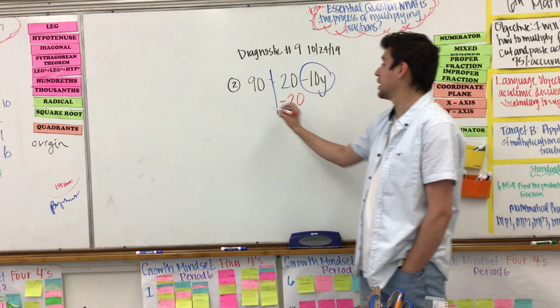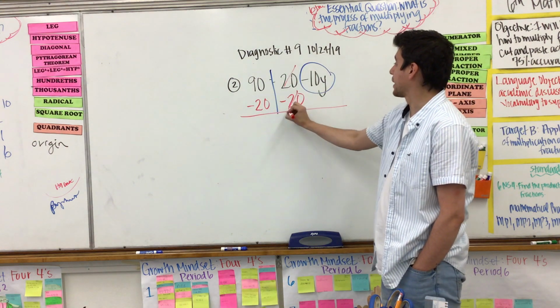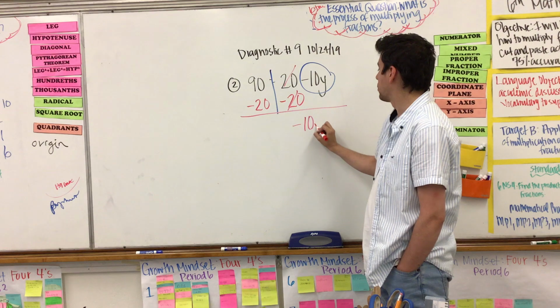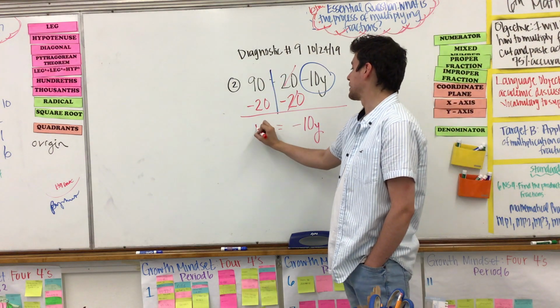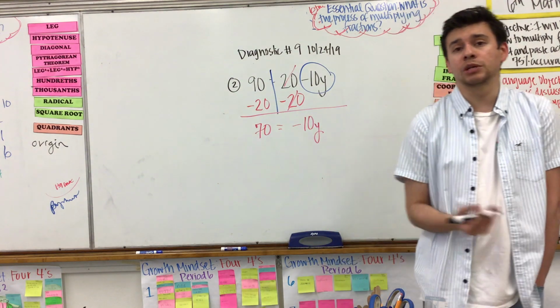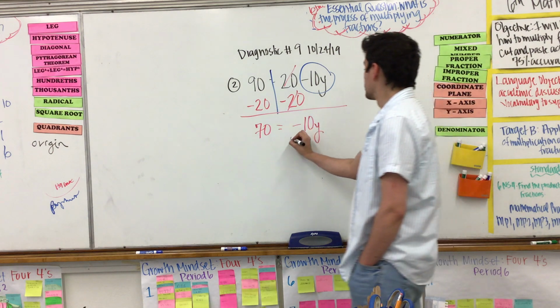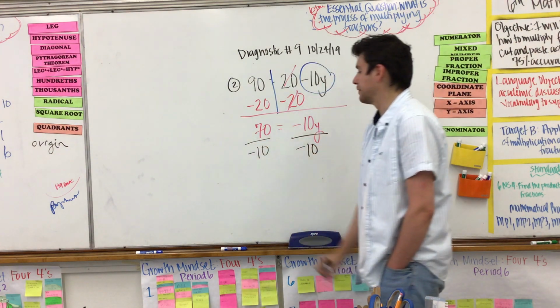If you do it to one side, you also have to do it to the other. Okay? That and that cancels out. So the minus 10y comes down. Don't forget it's minus 10y. And I know that's 70. I'm almost done. The last step of an equation will always have to be division. So we're going to divide both sides by a negative 10, negative 10.